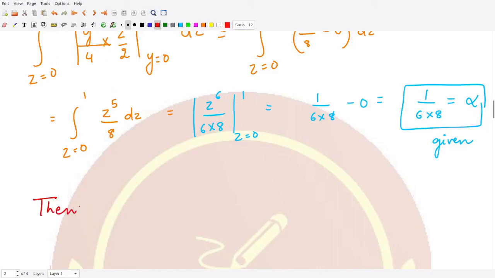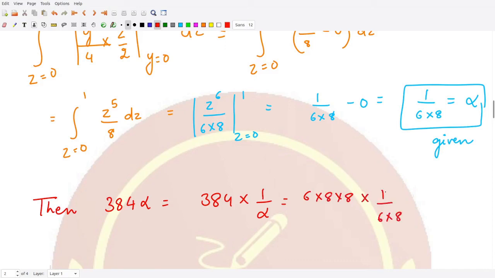Then the value of 384 times alpha, that is equal to 384 multiplied by 1 by alpha. So when you solve this, you see you could write 384 as 6 into 8 into 8 multiplied with 1 by 6 into 8. So you see why I have not multiplied 6 into 8 here, for simpler calculations. So that is simply equal to 8 here. So 8 is your final answer.